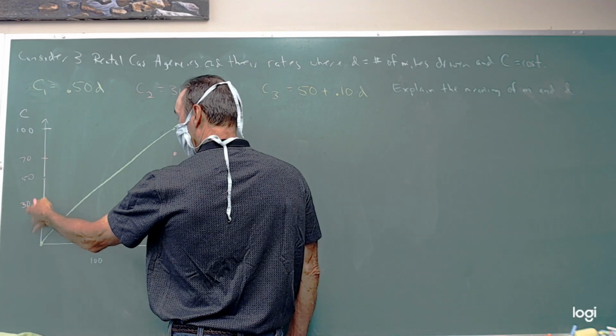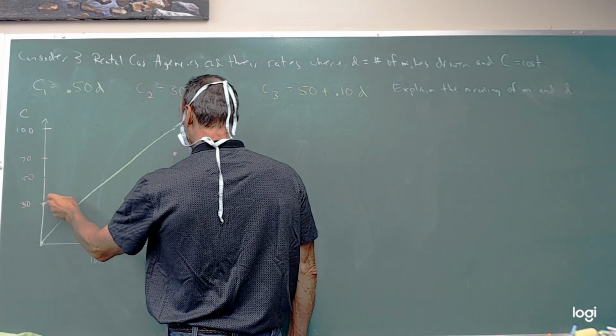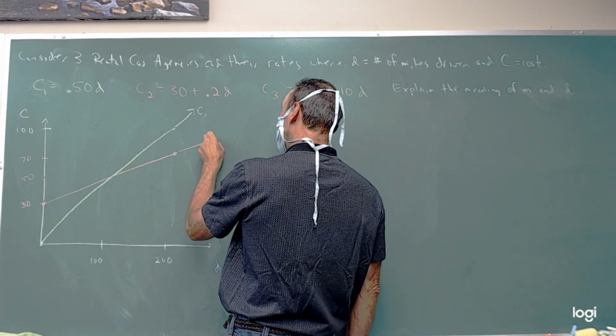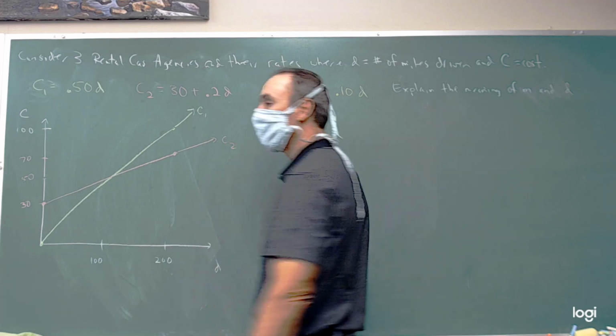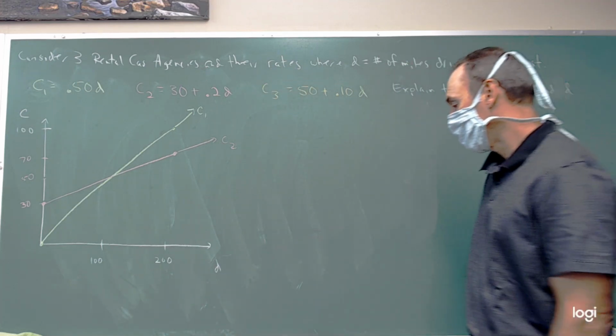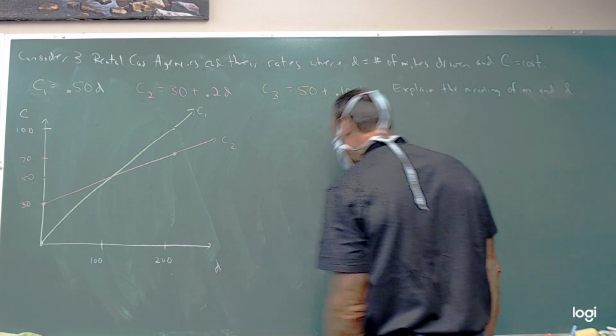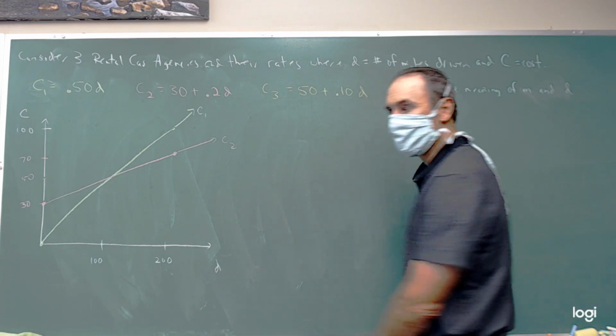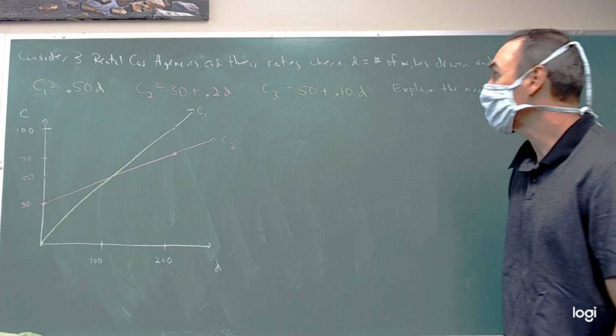So it started out more expensive, but if we drive it far enough, then this is going to be cheaper than the agency one. So we're going to see here that the best choice, the cheapest choice for us is going to depend, right, on how many miles we drive it.